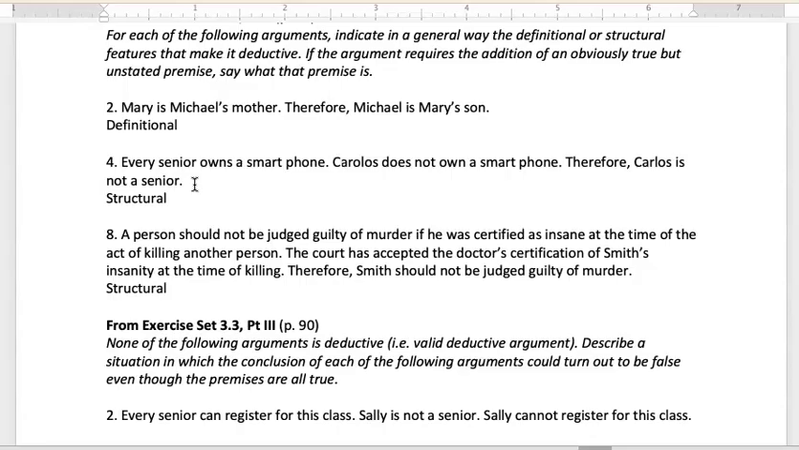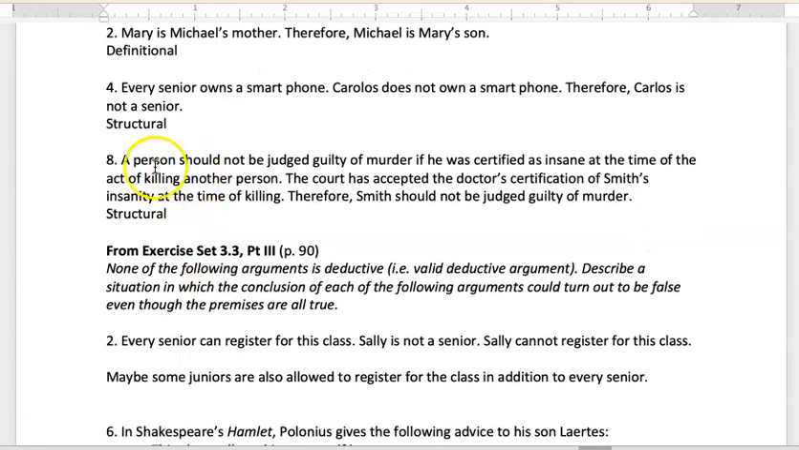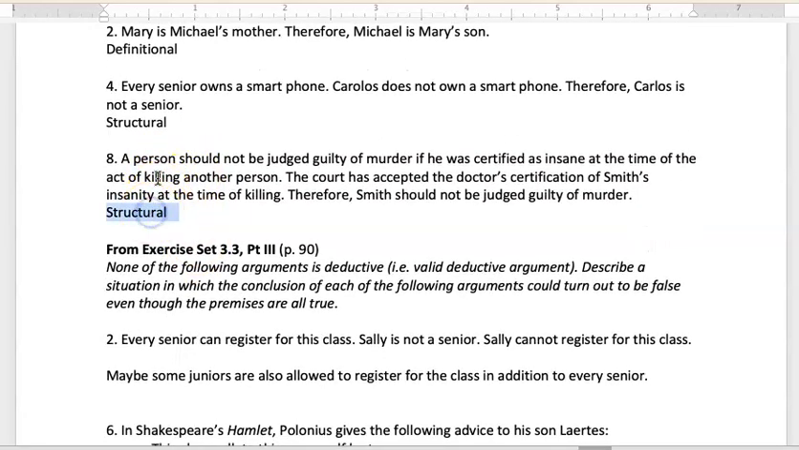Right? So like all A's are B's. Carlos is not a B, therefore Carlos is not an A. You can see there's a structure that, if the premises are true, the conclusion would have to be true. And so it's a structure of the argument in this case. And same for number 8, you can see. A person should not be judged guilty of murder if he was certified as insane at the time of the act of killing another person.